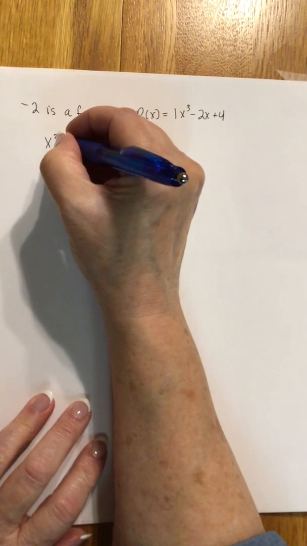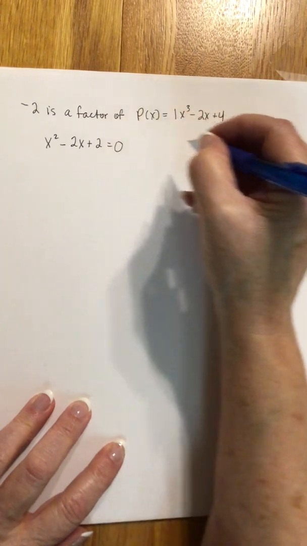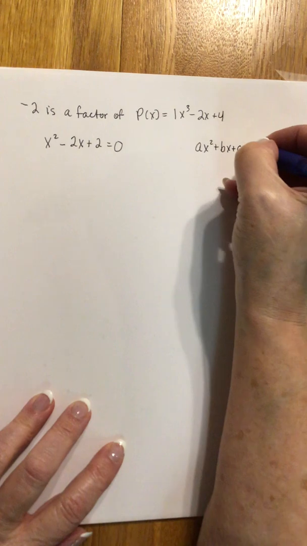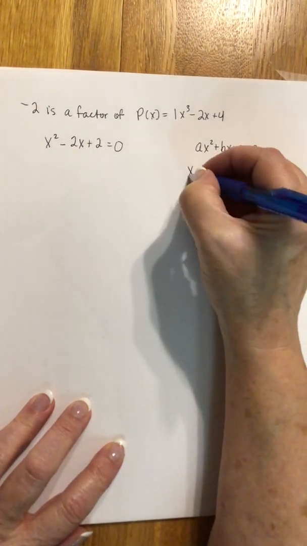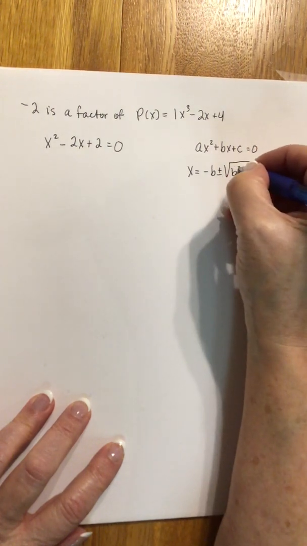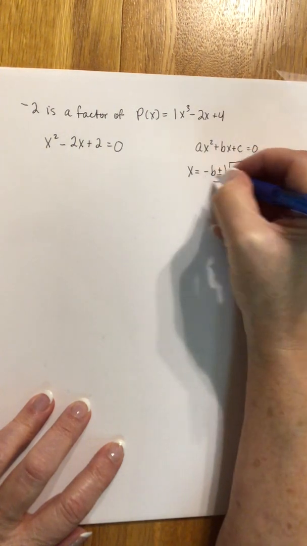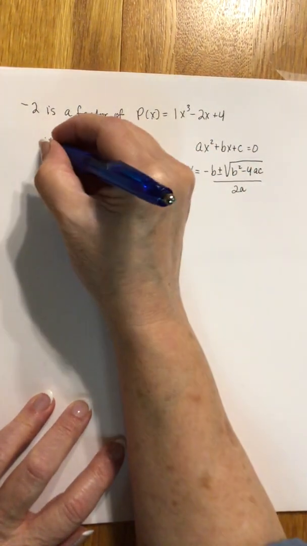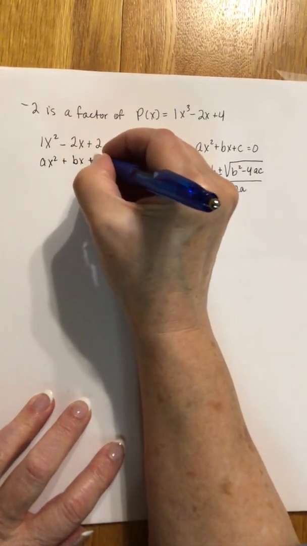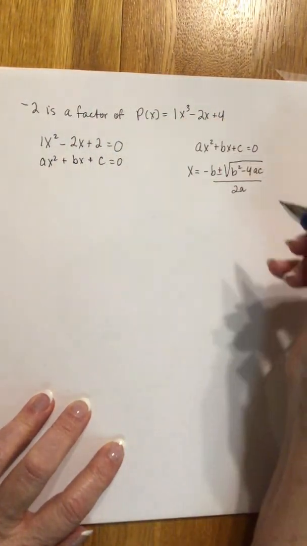Since this is quadratic, meaning it's got a squared term, then if it won't factor, we have to use the quadratic formula. So we have ax squared plus bx plus c equals 0, and x is equal to negative b plus and minus the square root of b squared minus 4ac all over 2a. So this is going to tell me what x is. Line it up: a, b, and c.